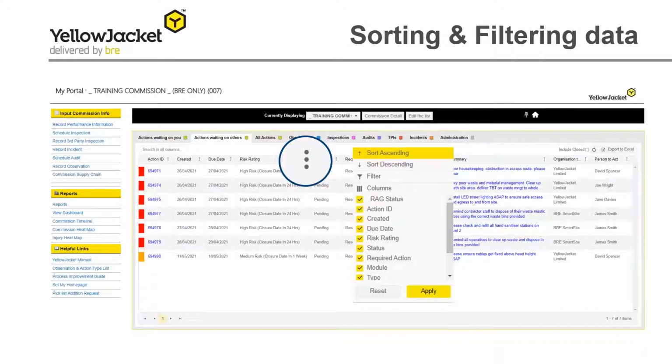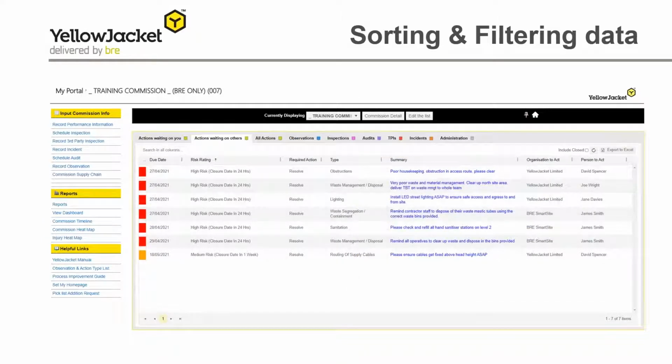I can also remove the column headings which I'm not interested in by simply unchecking the relevant tick boxes and click apply, which will simplify the report, just displaying the information that I'm most interested in.